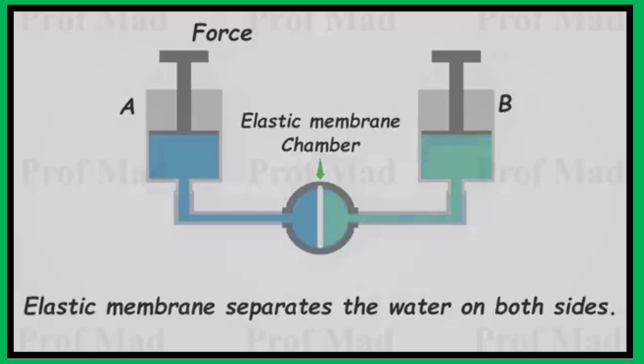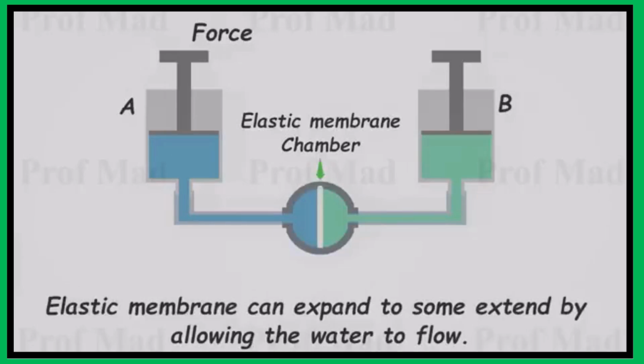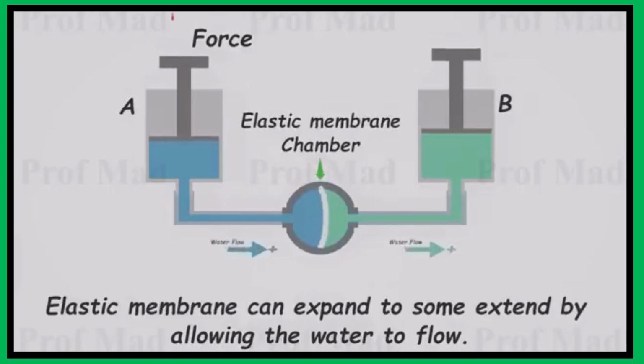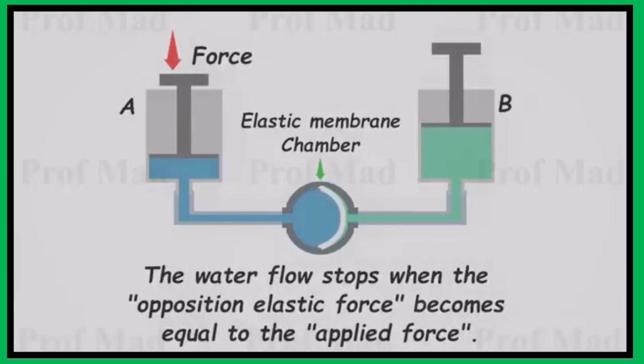We'll color the water inside B using green dye. The colored water cannot mix with the water inside A due to the membrane's impermeability. However, since it's an elastic membrane, it can expand to a certain extent based on the water pressure difference between the two sides. When we apply a pushing force to piston A, the membrane expands as shown. However, the water flow stops when the opposing elastic force equals the applied force.